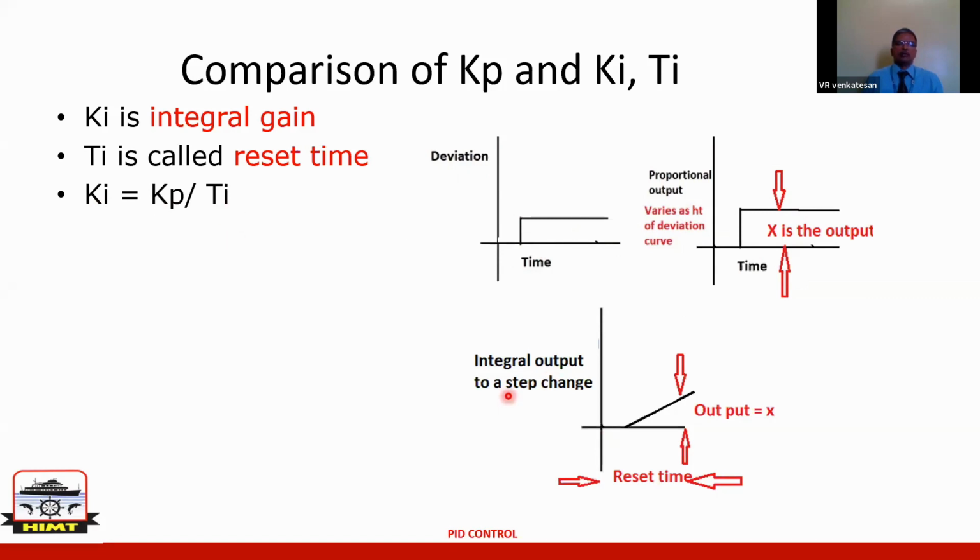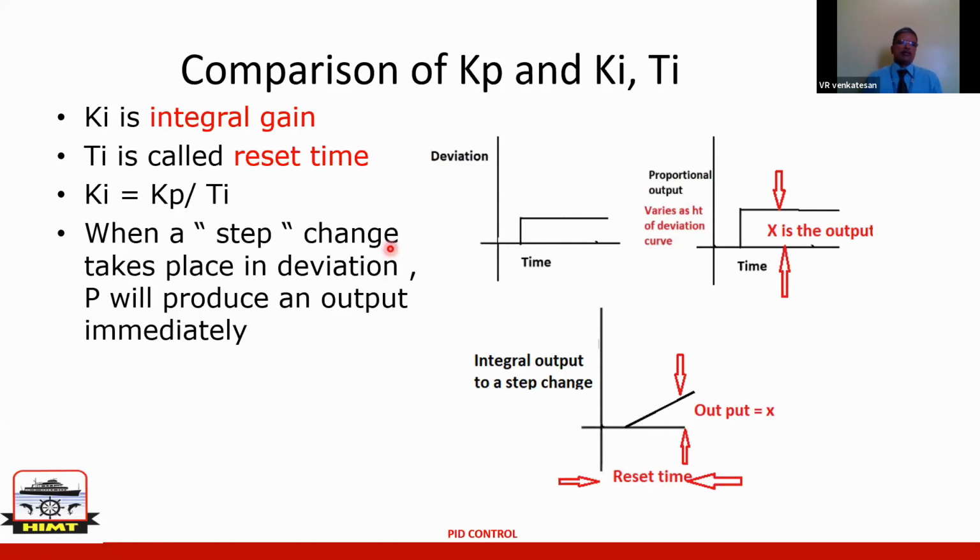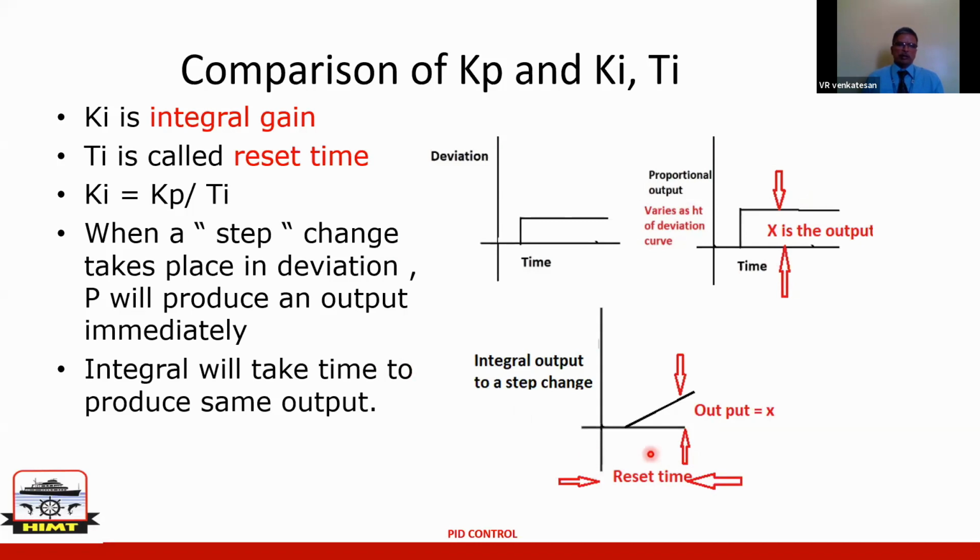So between proportional and integral, proportional is first. Integral takes time. The time taken by integral control to produce the same output as the proportional control is called integral time or reset time. So these are the values which need to be adjusted. Practically, what it means is that if I increase the integral time, then this graph will be more gradual.